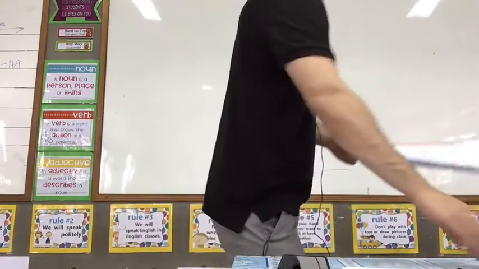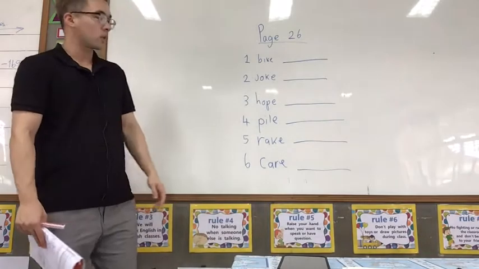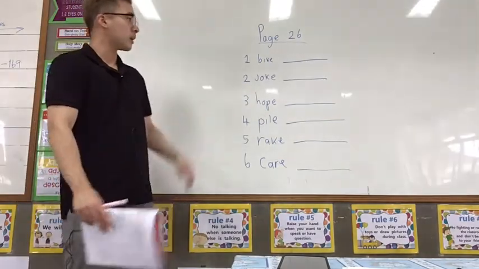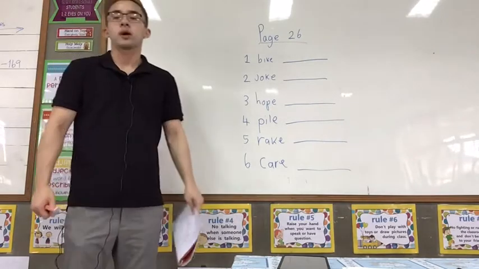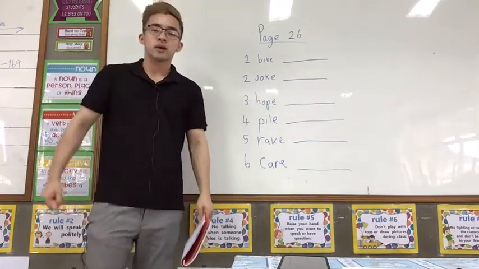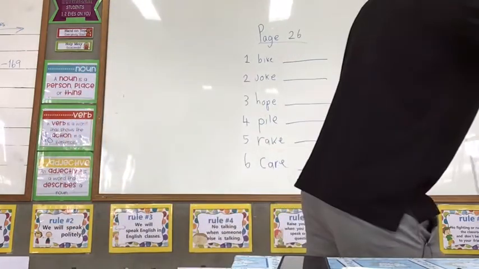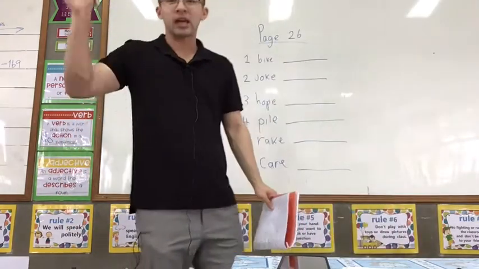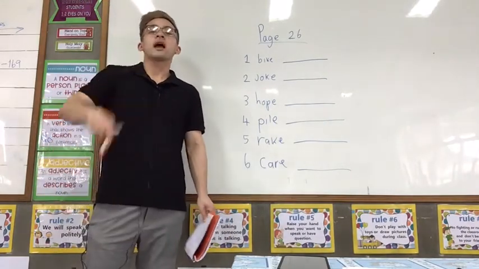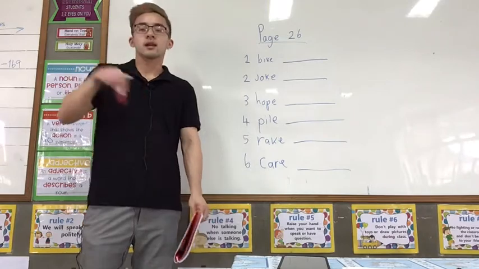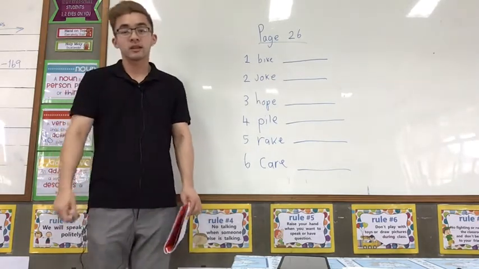Now, let's look at the board. There are some verbs on the board. This is from page 26. Now, you need a red pen to tick your answers, or if you get them wrong, a cross. Then write the correct answer next to it.